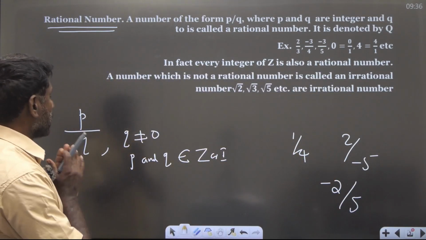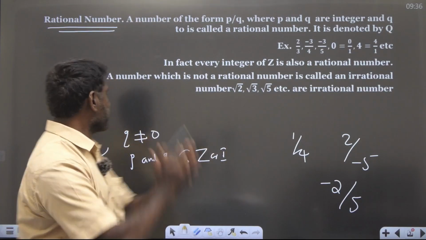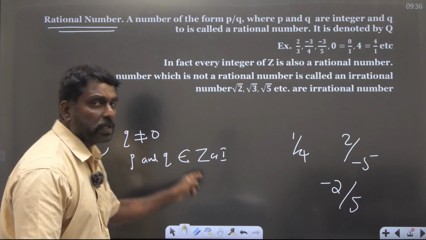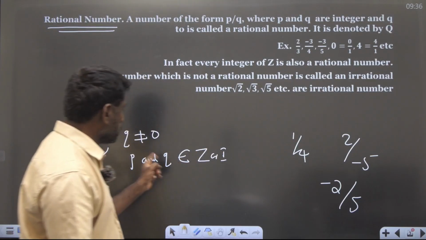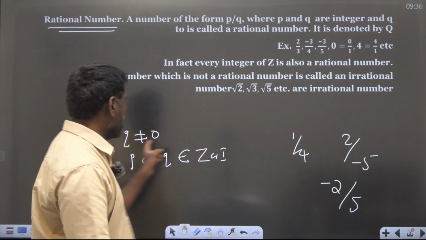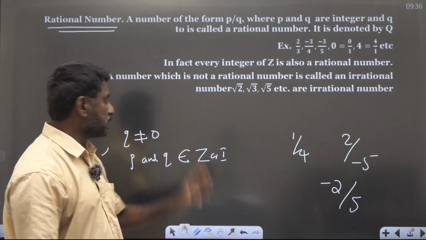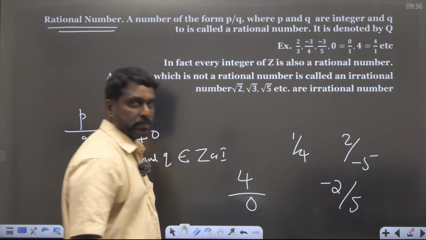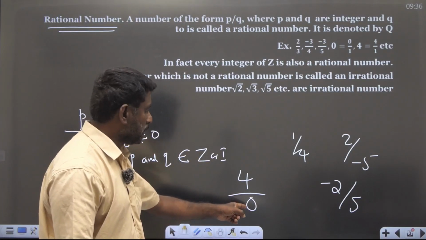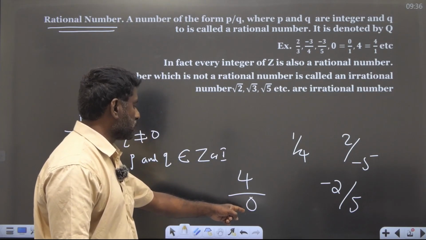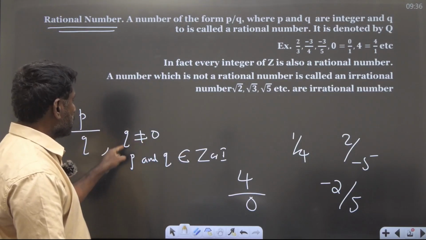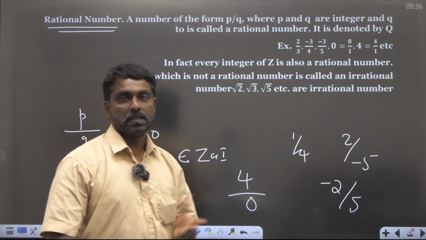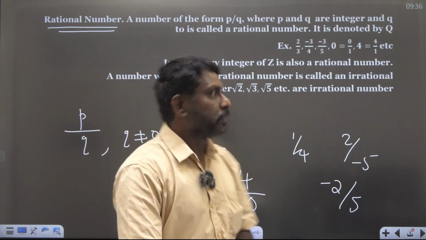Any number which can be expressed in the form P by Q, where Q is not equal to 0, and P and Q belong to Z or I, is a rational number. This is not a rational number because here Q is equal to 0. Q cannot be 0. Q must not be equal to 0. P by Q is called a rational number, right?